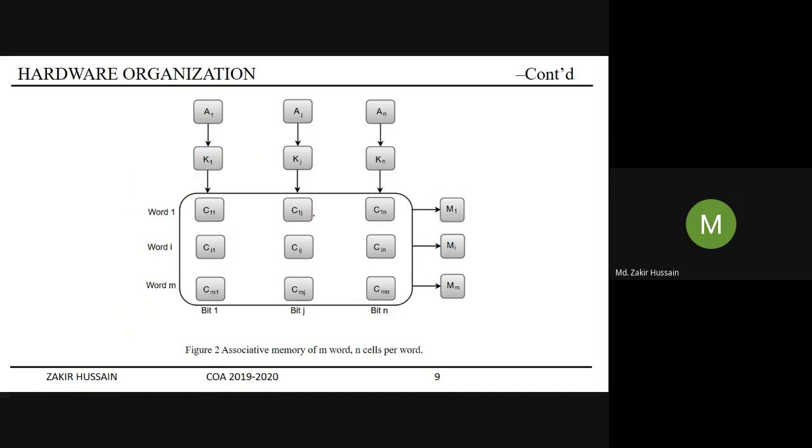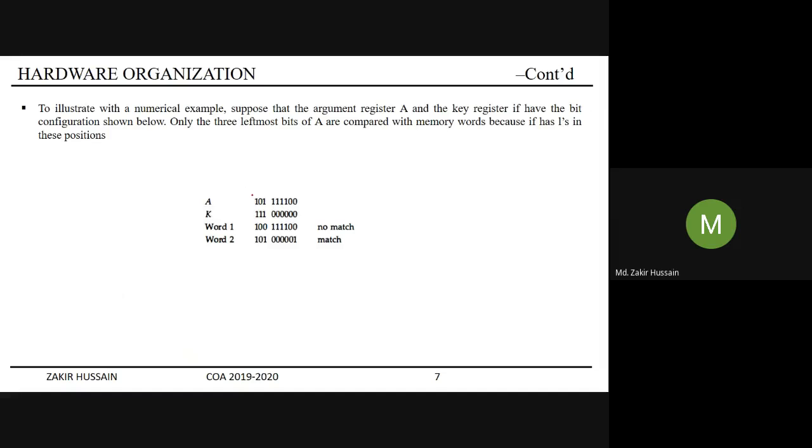So this is hardware, we saw this last time. We have set this portion. Now this is the argument register and this is word 1. If you see this one and this one here, because a match will happen only where ones are there, there is no match at all. So that's why here it is a no match.